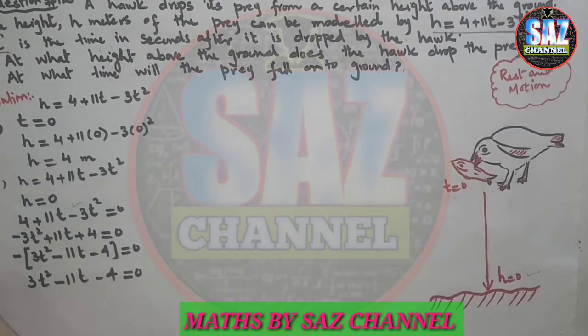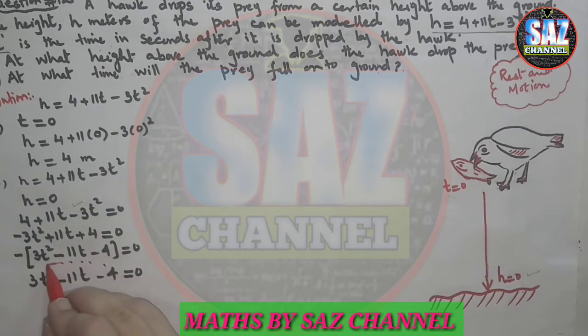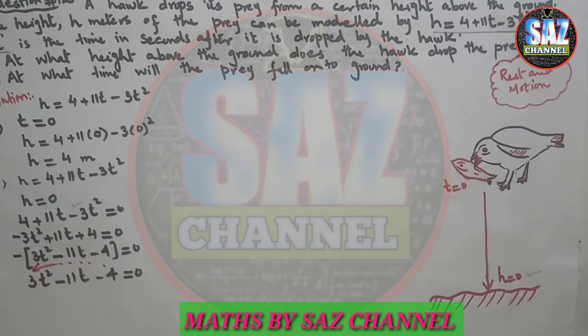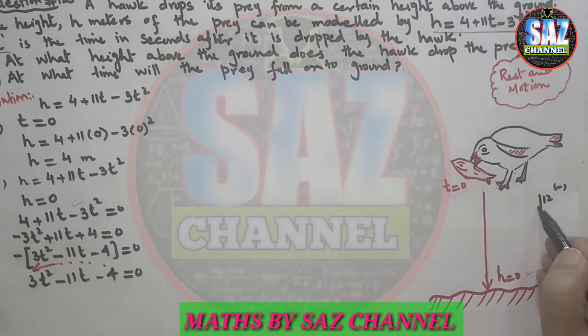What we have to do is multiply the constant, that is -4, with the coefficient of the square term, that is 3. When I'm multiplying 4 by 3, the answer comes 12 with minus sign. Now I have to make the prime factors of 12, 2 6 and 2 3. Now the factors are 2, 2, 3 and 1.